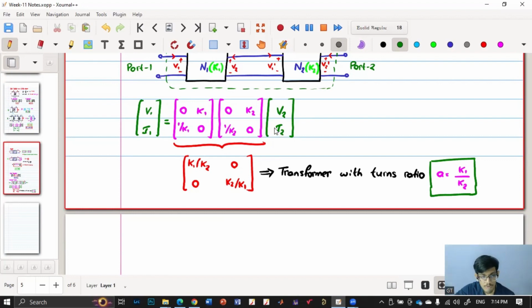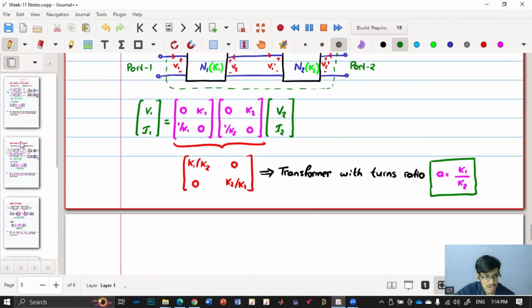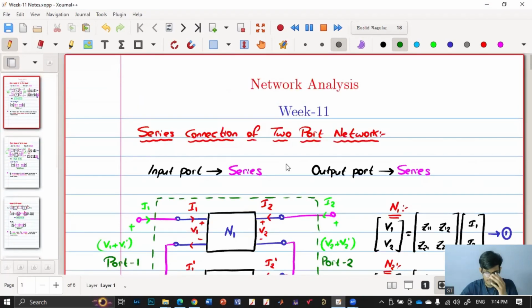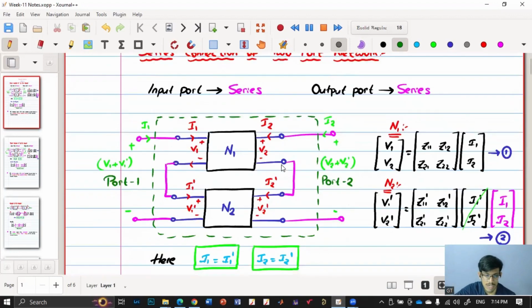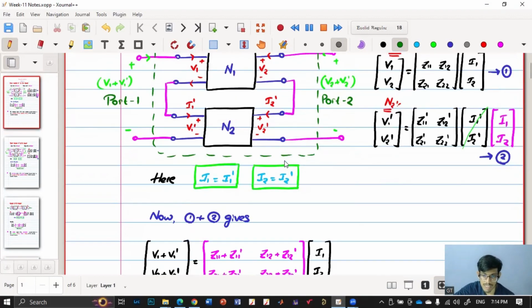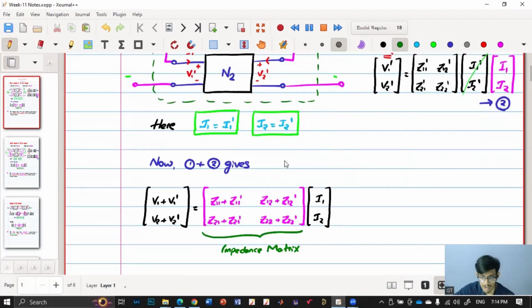Before we go into the problem solving session, let me briefly summarize what we have discussed. First, there are different connections of two-port networks, where we have considered series, parallel, and cascaded. In the case of series connection, the input and output ports are connected in series, and here if we use Z parameters, we get the easiest way to get the relation between the voltages and currents.